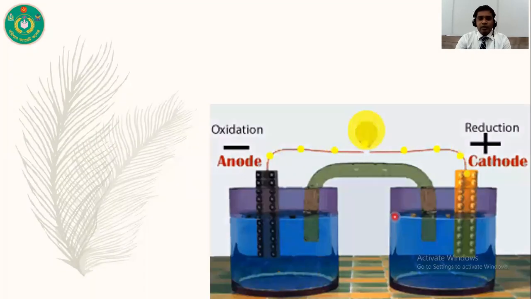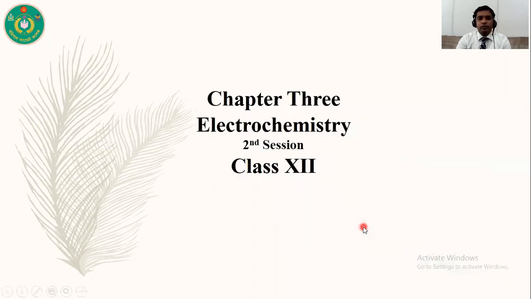Before my class, you observe this picture. By seeing this picture, what do you guess? There are two electrodes, that means anode and cathode, a solvent, an external source. So by seeing this picture, I think you can guess this is the basic setup of an electrochemical cell. Yes, today I am going to discuss electrochemistry, and this is my second session for class 12.